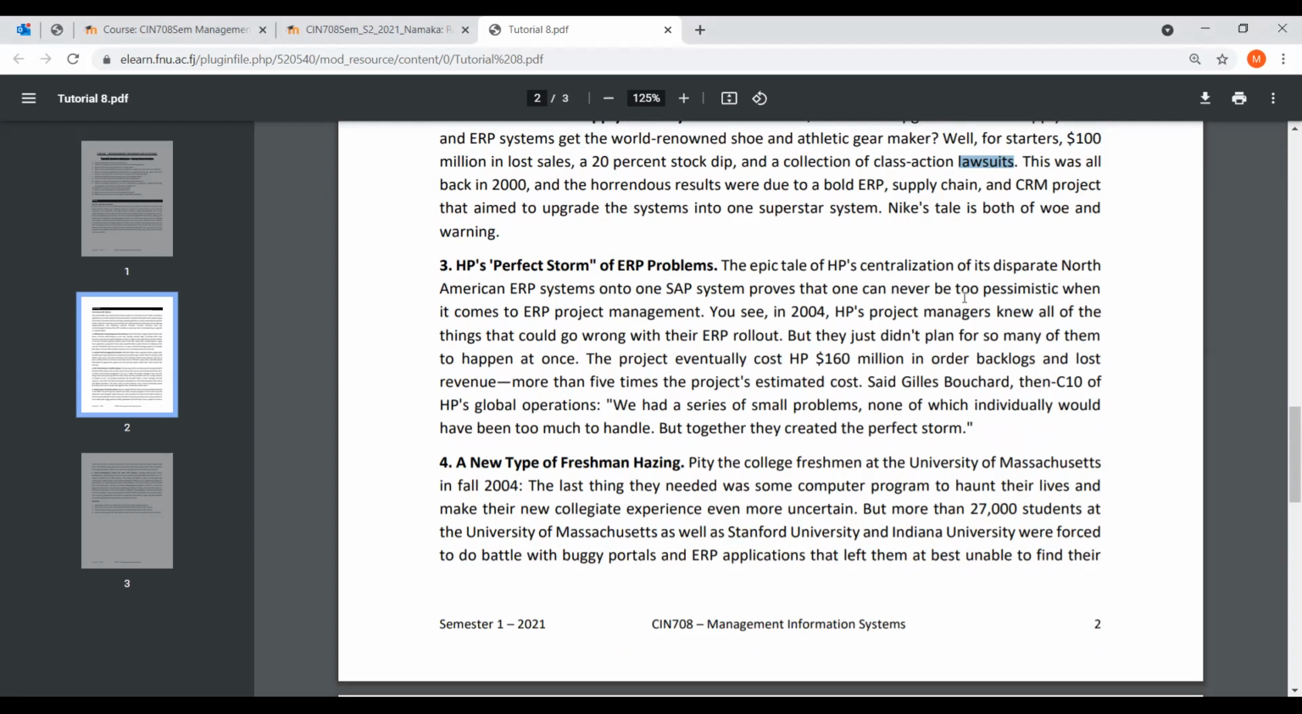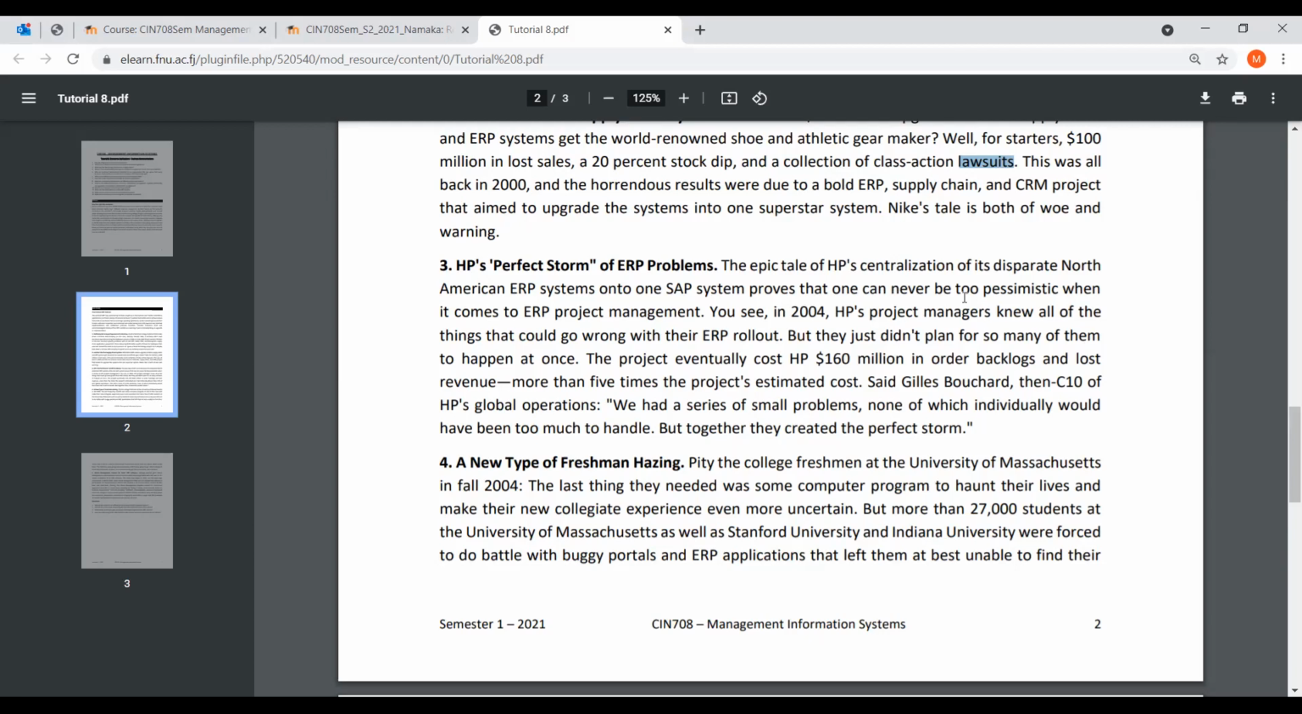HP's perfect storm for ERP problems. Now, this one comes as a surprise to many because HP is also a technology biggie in the world. They are big, okay? HP means Hewlett-Packard. They are one of the largest computing organizations in the world, and they produce a lot of different types of software as well. Now, them being in a problem for ERP implementation and integration is a big surprise for many.